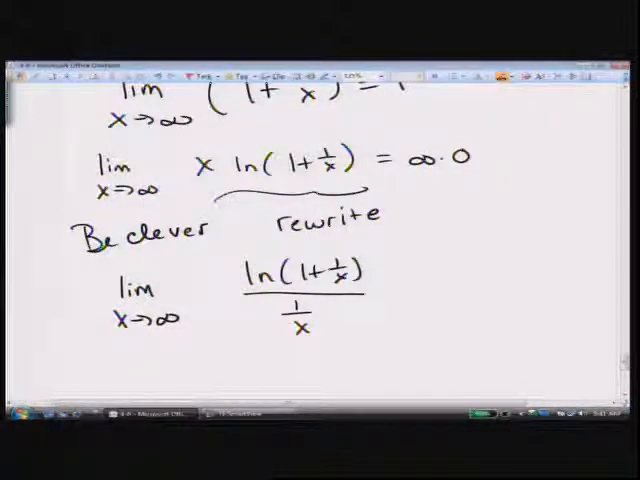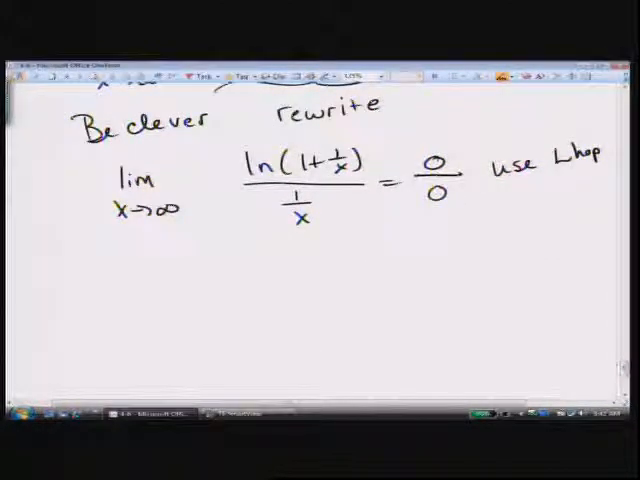And what happens now is when I do a direct plug-in, I get the ln of 1, because this basically goes to 0. So this is going to be the ln of 1, which is 0, over 1 over infinity, which is 0. As x goes to infinity, 1 over x goes to 0. Okay? So I forced it into an indeterminate form that I can now use L'Hopital on. Okay, so if I'm going to use L'Hopital now, I will need to take the derivative, and I have to think a little bit about this derivative. It's a little bit more challenging.